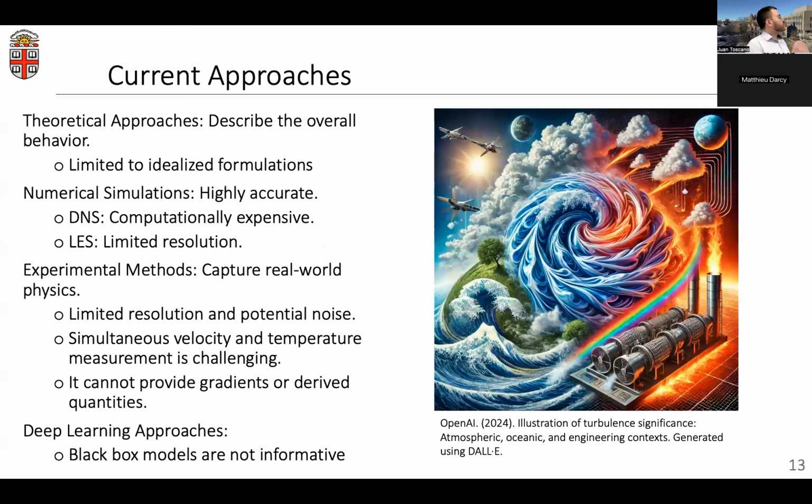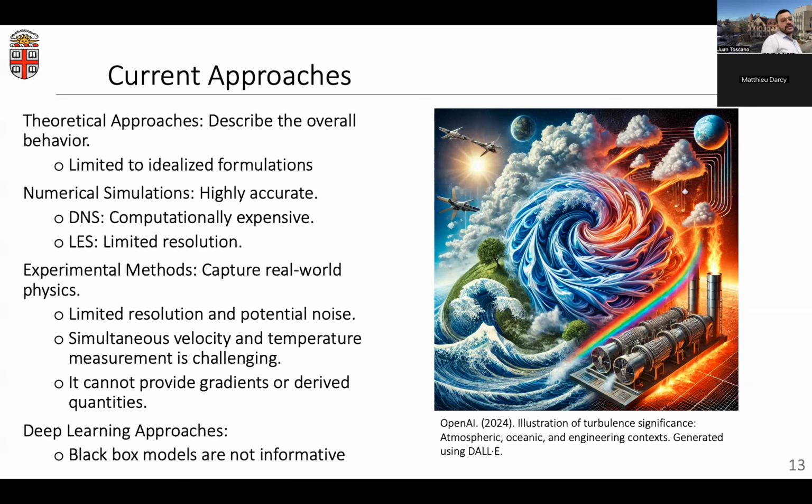And just a brief introduction, why do we care about that? Well, first, if you ask ChatGPT to give you an image of why turbulence is important, you see that it gives you this. So even ChatGPT knows that turbulence is everywhere. It is in climate modeling, in our airplanes, even in space, in our turbines. And it's considered the last frontier of physics because it's not fully resolved.